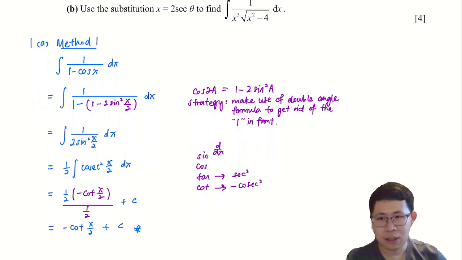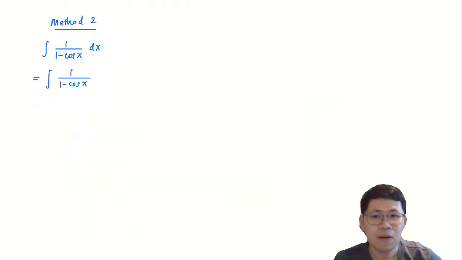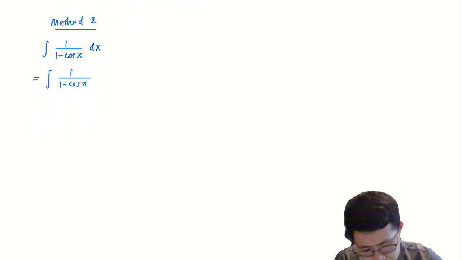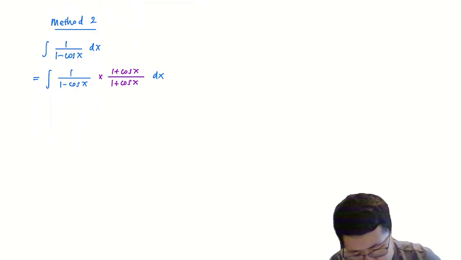Method 2 will be a little bit tedious, but it requires us to use something we call the so-called conjugate of the denominator. So it will look something like this for method 2. It is to consider the so-called conjugate of this thing. So 1 plus cosine of x at both the numerator and denominator. We need to multiply by 1.